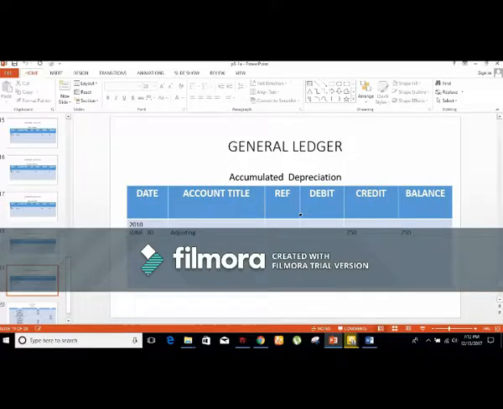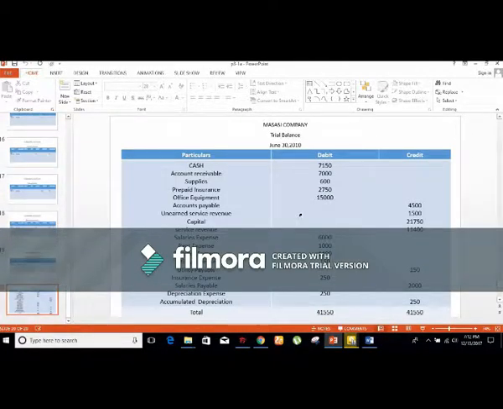That is accumulated depreciation, and the trial balance is given at the end of the slide. So that was from me.